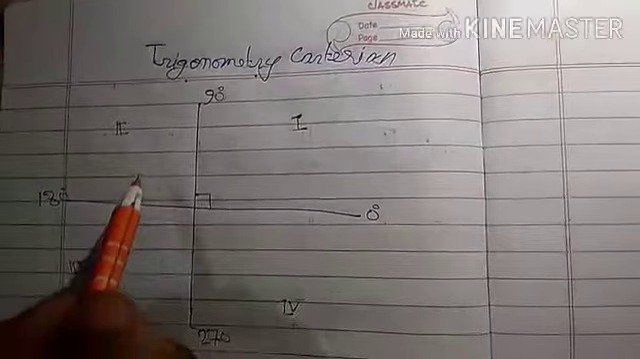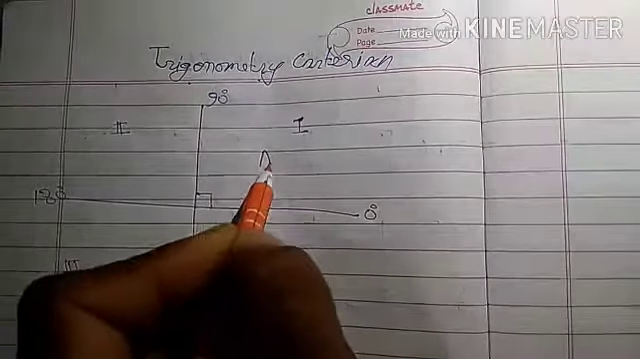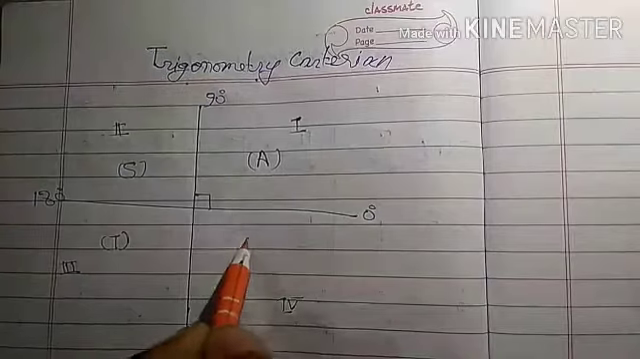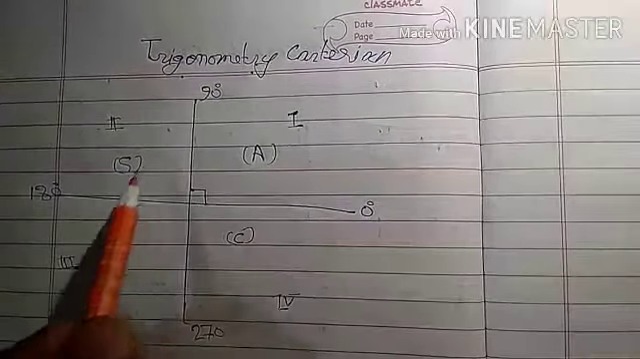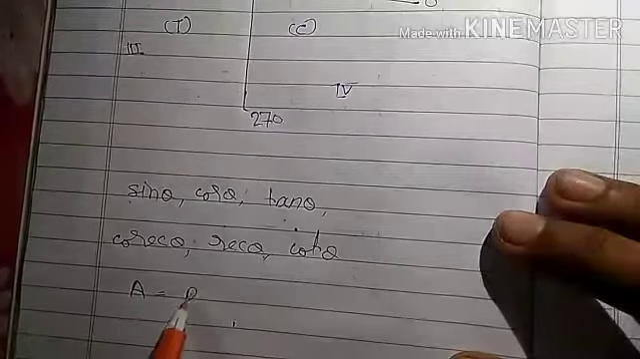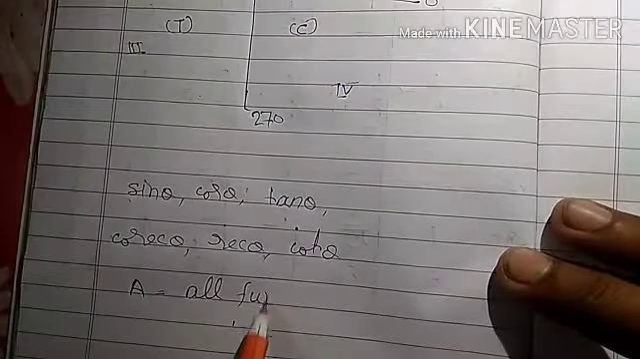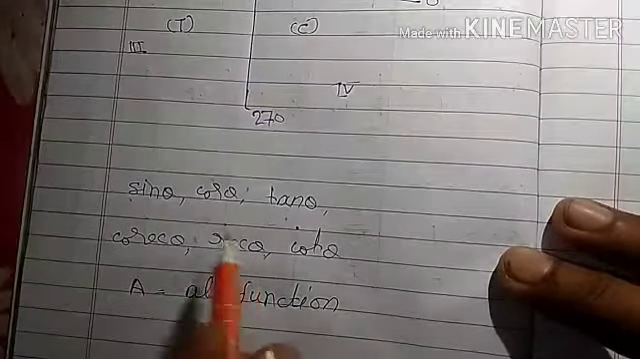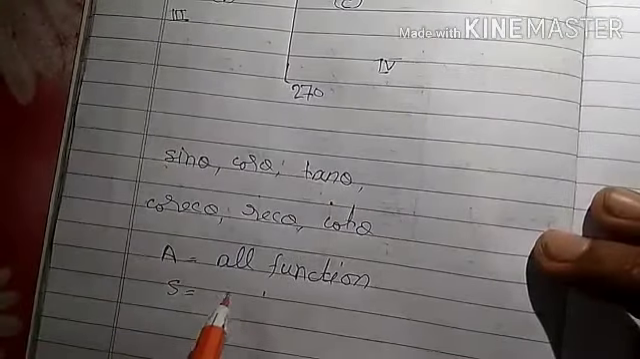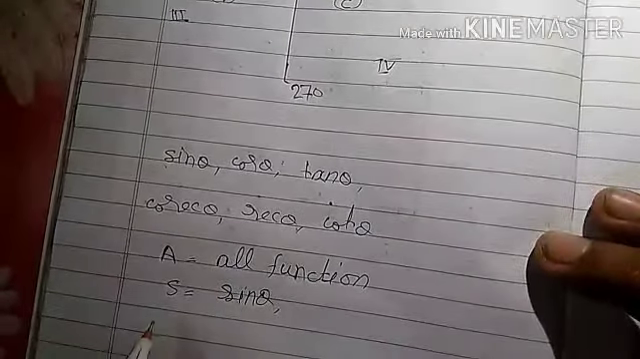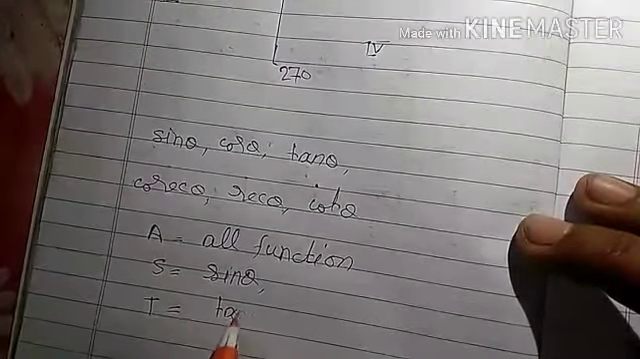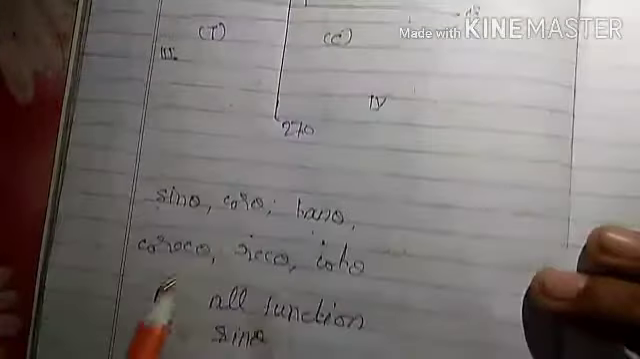So we learn a shortcut trick, that is A S T C. A is for all trigonometric functions, that is all 6 functions, S is for sine, T is for tan, and C is for cos.